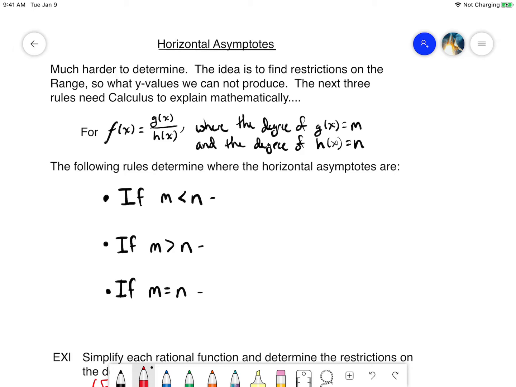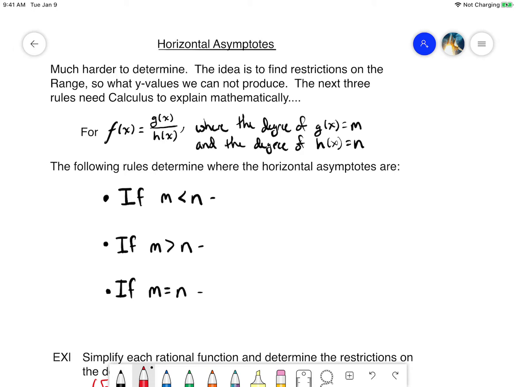So if we have some rational function, f of x equals g of x over h of x, and let's assume g of x and h of x are polynomials, we'll say the degree of g of x is m and the degree of h of x is n. We don't know what they actually are; they could be tons of different things. We actually have 3 different cases, and the degrees are going to tell us where our asymptotes are.